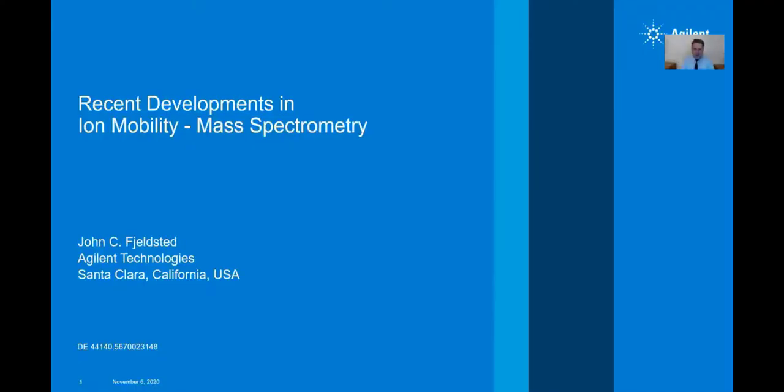My name is John Fjeldsted. I'm with Agilent Technologies in Santa Clara, California. It's a pleasure today to join you as part of the Solving the Unsolved in Mass Spec series. I have two principal topics that I'd like to cover today. The first is to do with resolving power increase enhancements in ion mobility mass spectrometry. That's largely associated with small molecule analysis. And the other has to do with collision-induced unfolding of proteins, a large molecule analysis application.